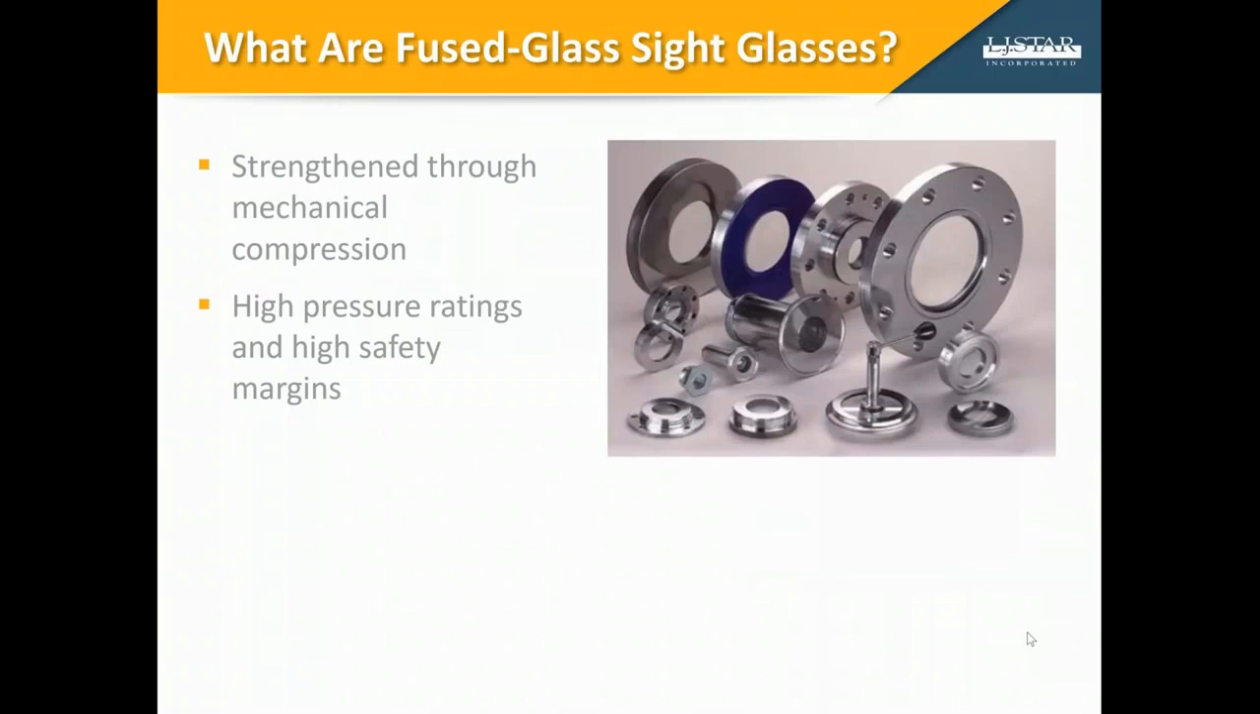In addition to tempering, glass can also be strengthened by placing it in mechanical compression. Fused glass sight glass windows, like Metaglass, offer high pressure capabilities and high safety margins. The strongest type is made from duplex stainless steel and borosilicate glass. This combination creates the highest compression.